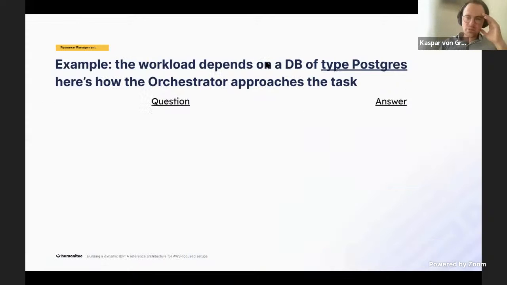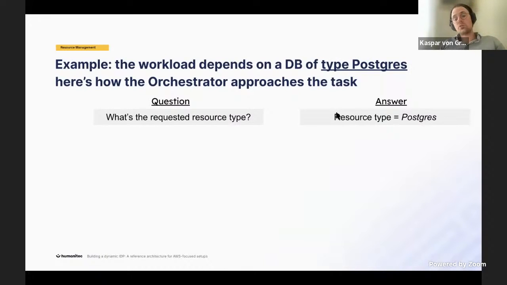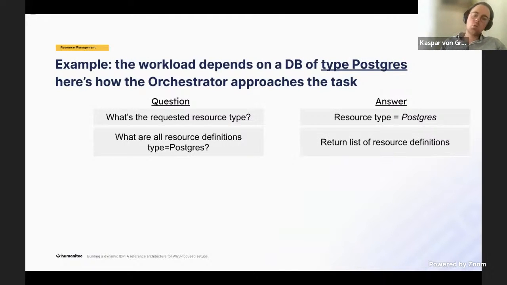And I like to understand this with this Postgres example by looking at a question sequence. The question is, what's the requested resource type? And the answer of the system is, the resource type is Postgres. Then the question is, can you give me all the resource definitions that we have for type Postgres? Because you might have several ones, in your case ArangoDB, and then it will return a list of resource definitions. So this is the what.